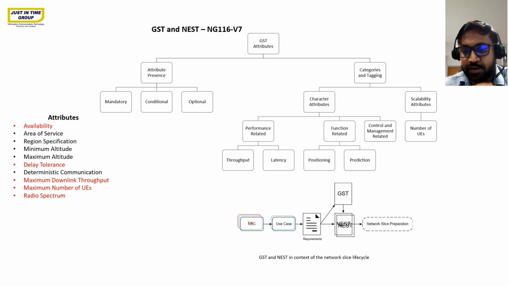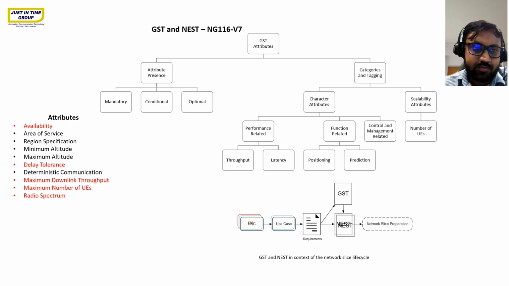So GST has certain attributes, and there could be mandatory, conditional, or optional attributes, and then there are different attributes for a generic service template. That means it could be performance based, it could be based on scalability. So there are a lot of network slice GST related attributes, which you can use to create a NEST. That means you define the numbers. Okay, that means a NEST is GST with numbers.